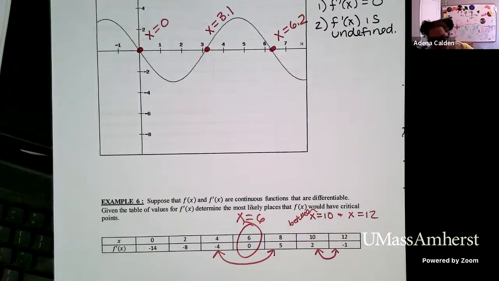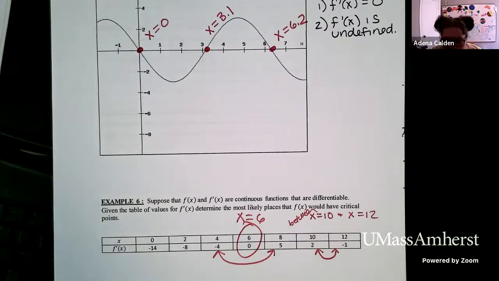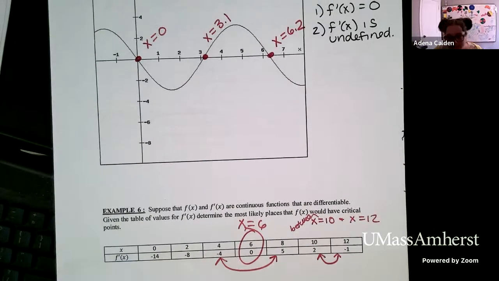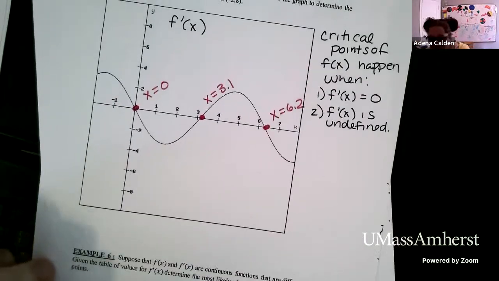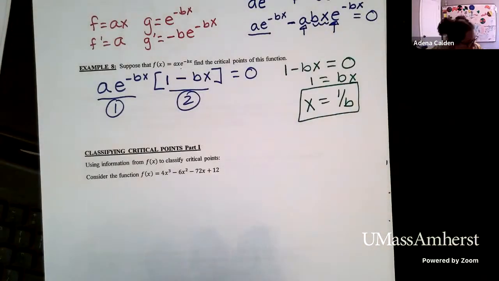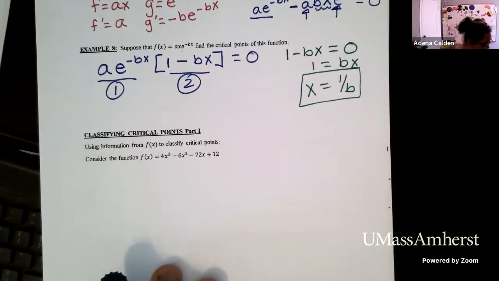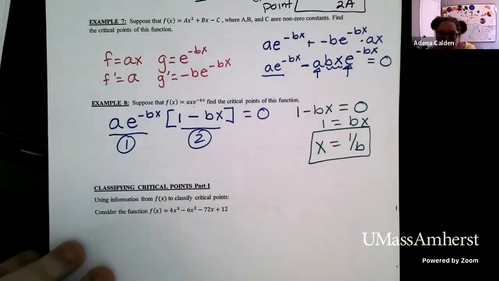Okay, so now that we've talked about critical points and how to find them algebraically, which is what we do most of the time, but also graphically with information about the derivative and on a table with information about the derivative, the next step is saying, okay, once we have these critical points, how do we determine if they're local maxes or local mins, right? That was sort of where we started this journey. So here's what we're going to do, okay?